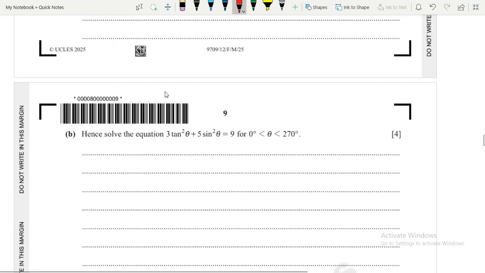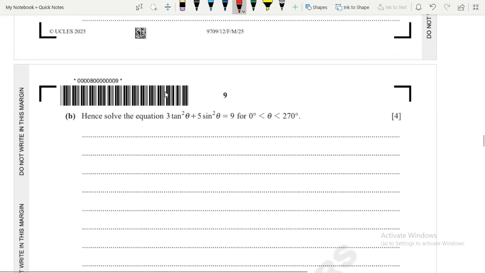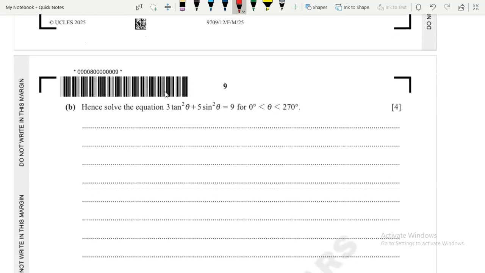Okay, so the next part says, hence solve the equation 3 times sine square theta plus 5 sine square theta is equal to 9. So this was the previous equation they have given us in this form. So we are going to be using the previous part because they have written "hence". I have already told you, whenever "hence" is asked in the question, you have to use the previous part. So what was our answer?